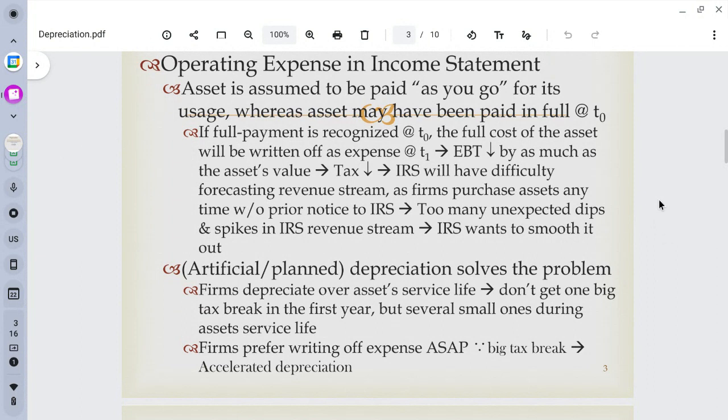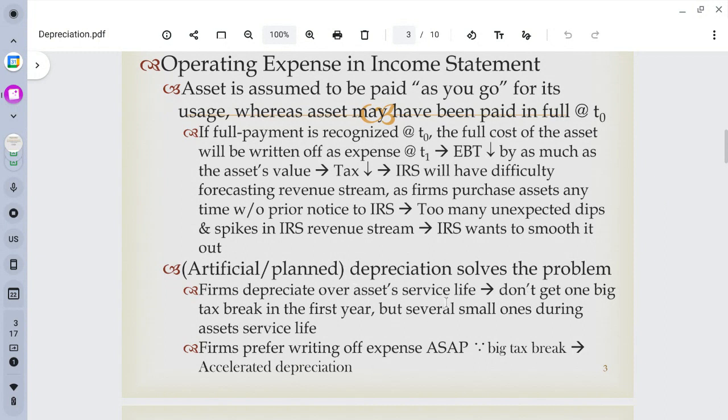If there are like 50,000 companies in the U.S., there will be more, probably 5 million, big and small. If all of these companies want to write off the full cost of the asset at time zero, then the IRS will have so much difficulty because there are so many unexpected dips and spikes in the IRS's revenue stream. So the IRS wants you to smooth out these expenses, spread over time. So that's why artificial and planned depreciation solves the problem.